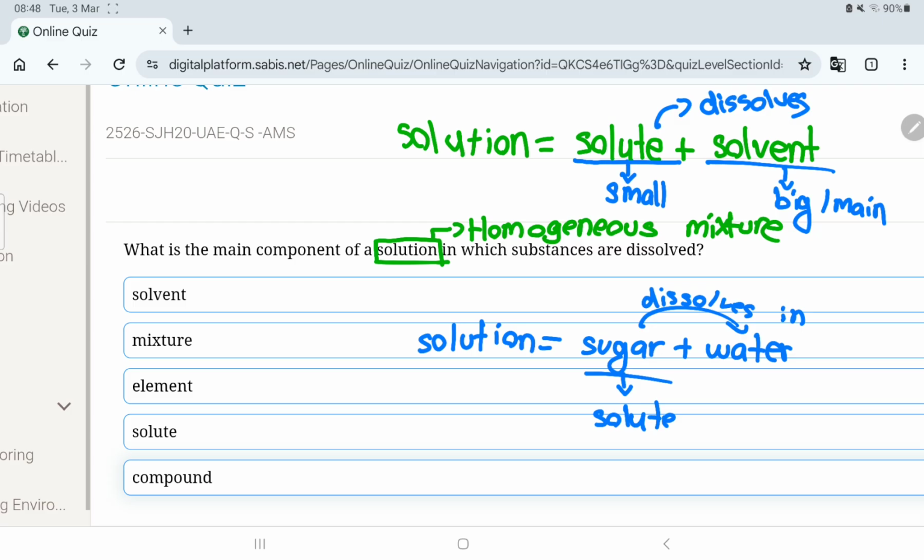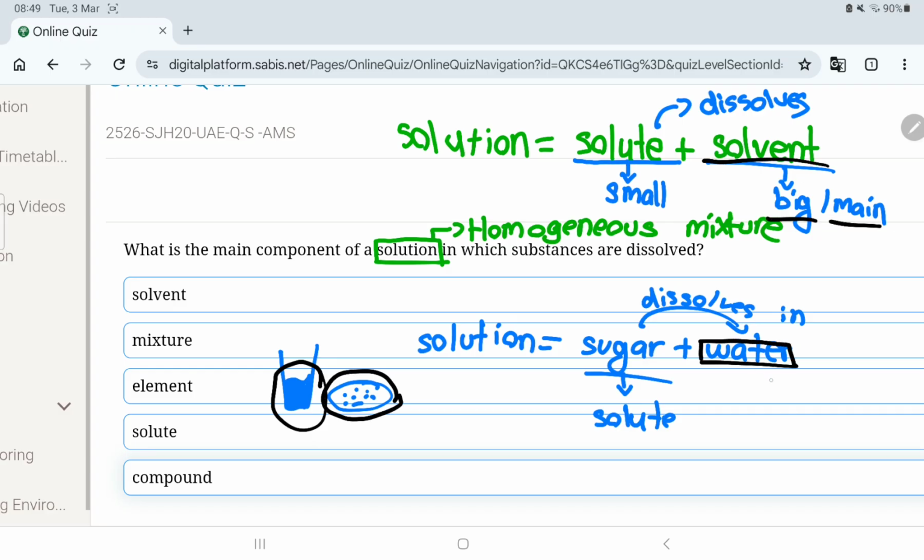And the water, if you have here a full cup of water and a small plate of sugar, which one is bigger to you guys? This full glass of water or these tiny sugar particles? The full glass of water. And what's the big or main part? The solvent.